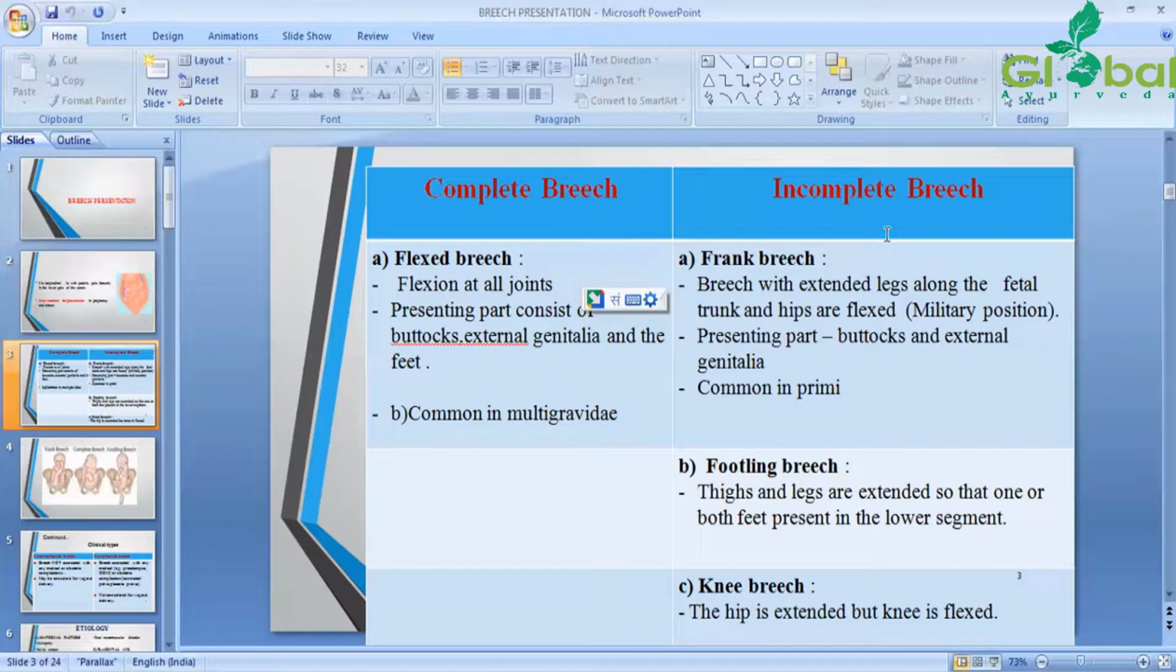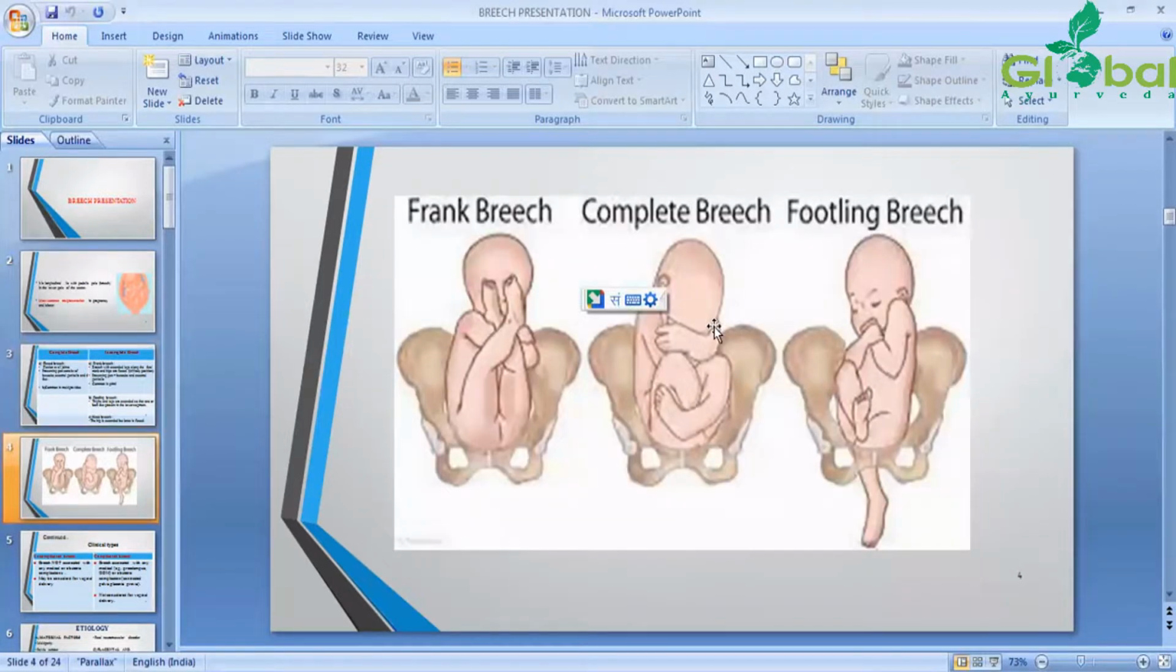The next is footling breech. Footling breech means that the foot will present in the lower segment. That is, thighs and legs are extended so that one or both feet present in the lower segment. That is known as footling breech. Knee breech means hip is extended but knee is flexed. This is the picture showing different types of breech.